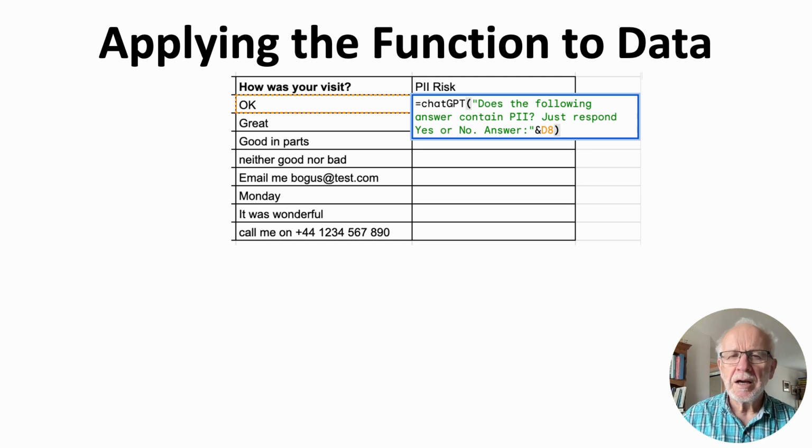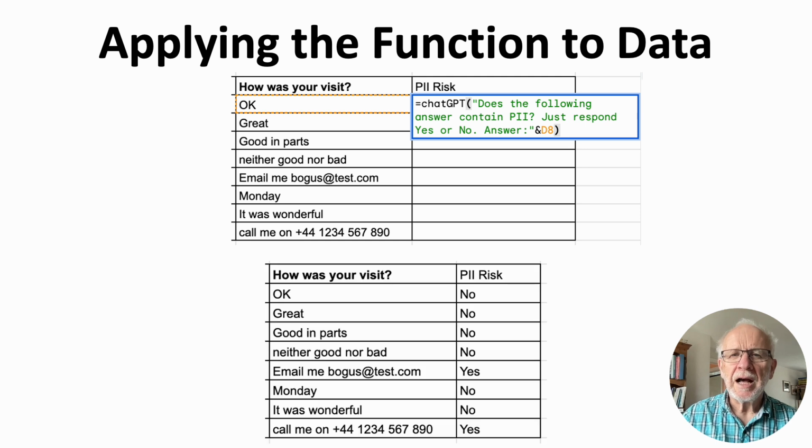So I've got some survey data on the left, and I want to know whether or not there is personally identifiable information in there. So I can use this ChatGPT function we've created and put in a question like, does the following answer contain PII? Just respond yes or no, and the answer to at D8, and D8 is that cell with OK in it. I'll do that and I can fill it down all of the rows, and it identifies that in this test data there are two cells that potentially have PII. There's email me bogus test, and there is call me on, and a telephone number down there.